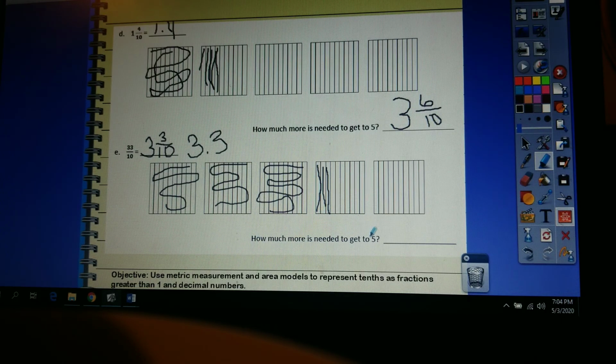All right, let's look at this one. How much more is needed to get to 5? All right, let's look again. We have 3 and 3/10. To get to a whole, I would need 7/10, right? So if I had 7/10 more, then I would have 4, right? So I would just need 1 and 7/10 more.